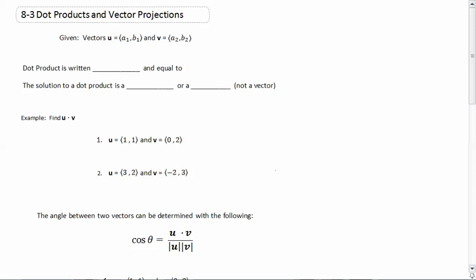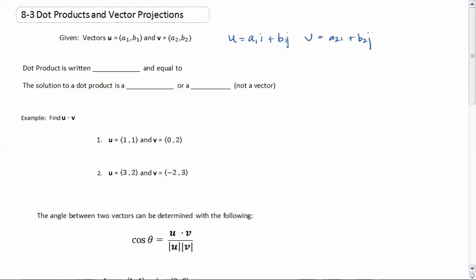This means, from the last lesson, we should know that we have a vector u, which is acting a1 in the x direction, or what we sometimes call i, and b1 in the y direction, or what we sometimes call j. So we could also write this u as equal to a1 in the i direction plus b1 in the j direction, and vector v is equal to a2 in the i direction plus b2 in the j direction. i, j, k relate to x, y, z.